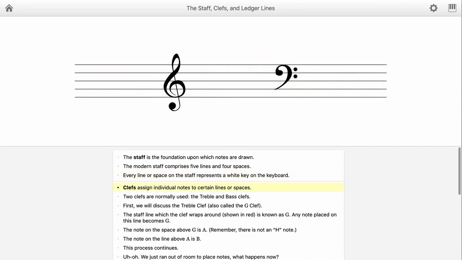Clefs assign individual notes to certain lines or spaces. In other words, each of the clef signs determines what the names of the lines and spaces are going to be. Without clef signs, it's just the staff. None of these lines you see here have a name. We have to add a clef so that we know what names to put with the lines and spaces.